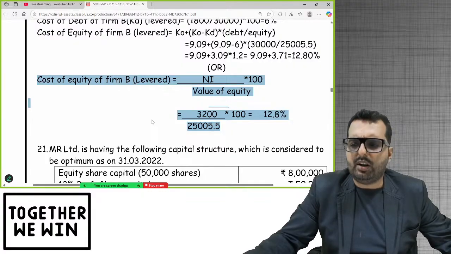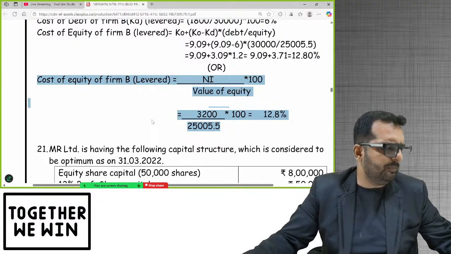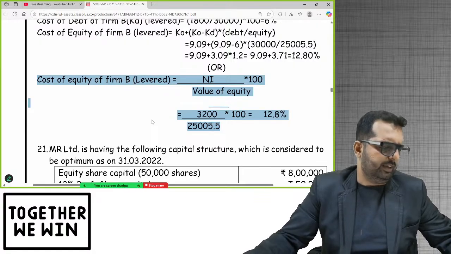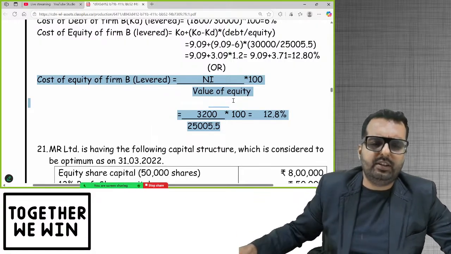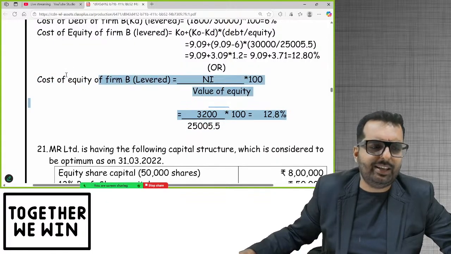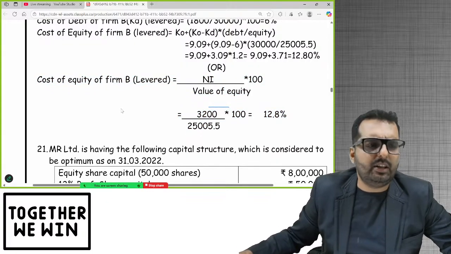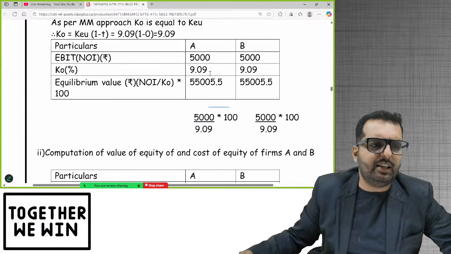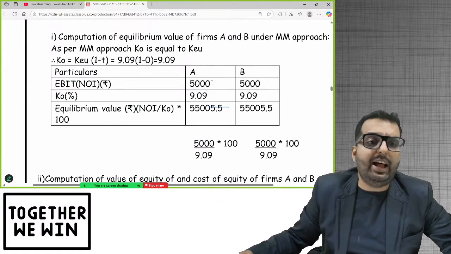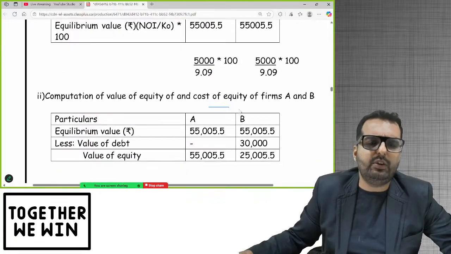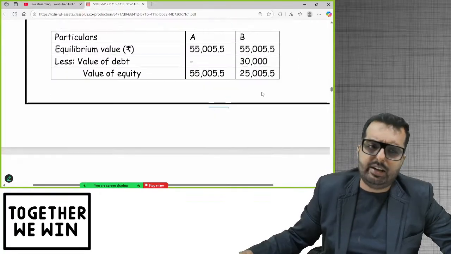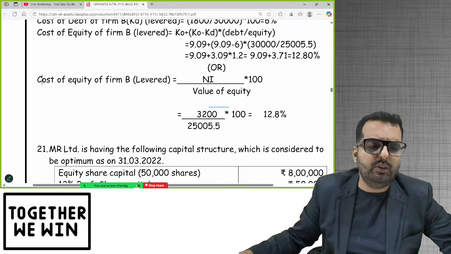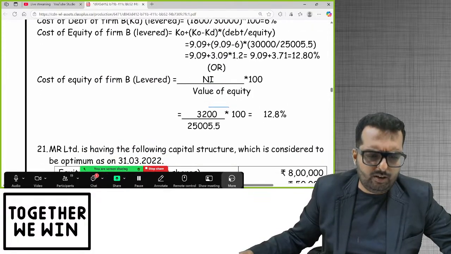All right, friends. Are you all done writing till here in your books now? Perfect. So friends, once you are done with this, I think we got the answer as 12.8%. Everybody clear with this part? So earlier we got 9.09%. So we got the value. After getting the value, we got the value of equity separate, debt separate. After we got that, we are just finding out the KE of a levered firm over here. Everybody clear with this part?